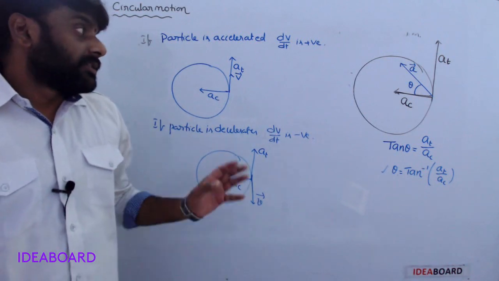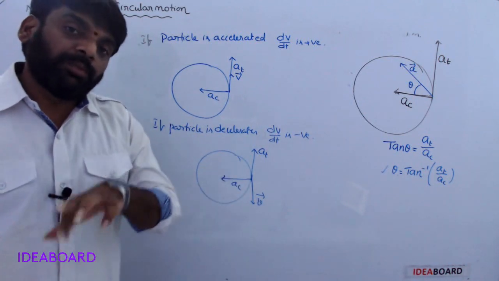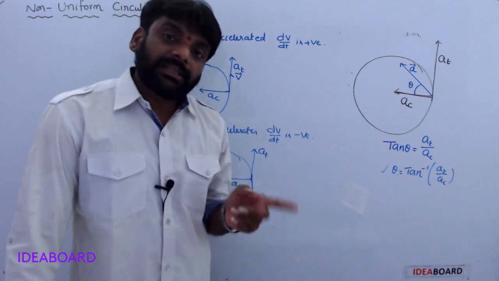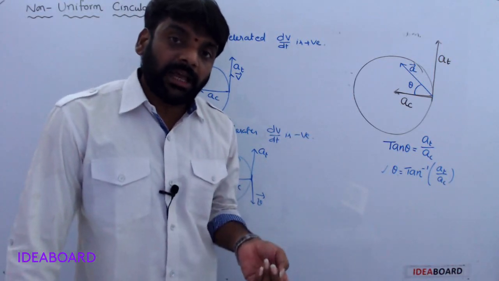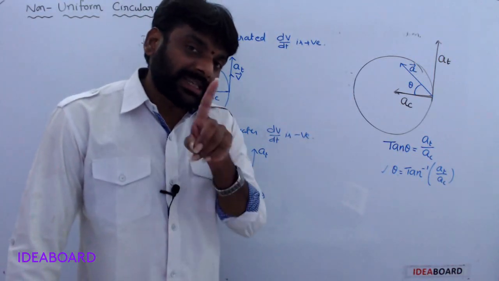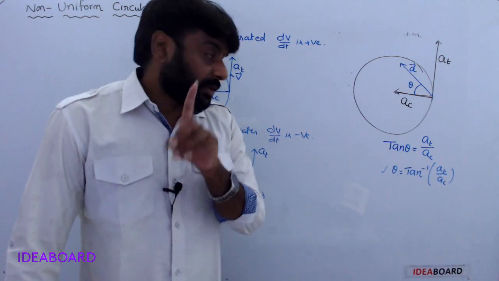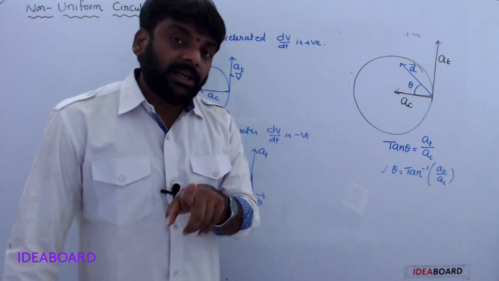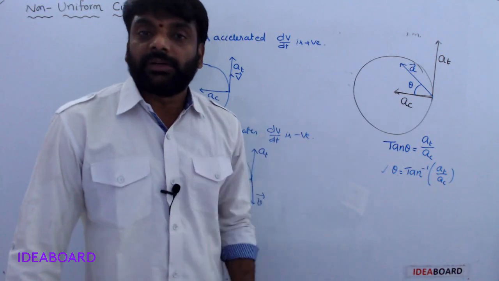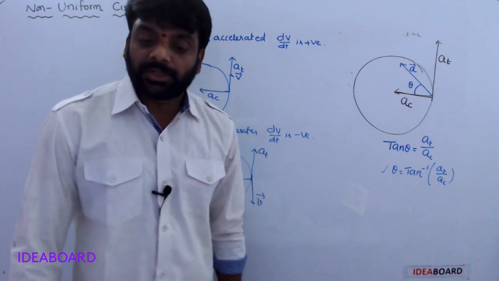So in non-uniform circular motion, both accelerations exist, centripetal and at the same time tangential. But in uniform circular motion, only centripetal exists. Tangential is equal to 0 in uniform circular motion.